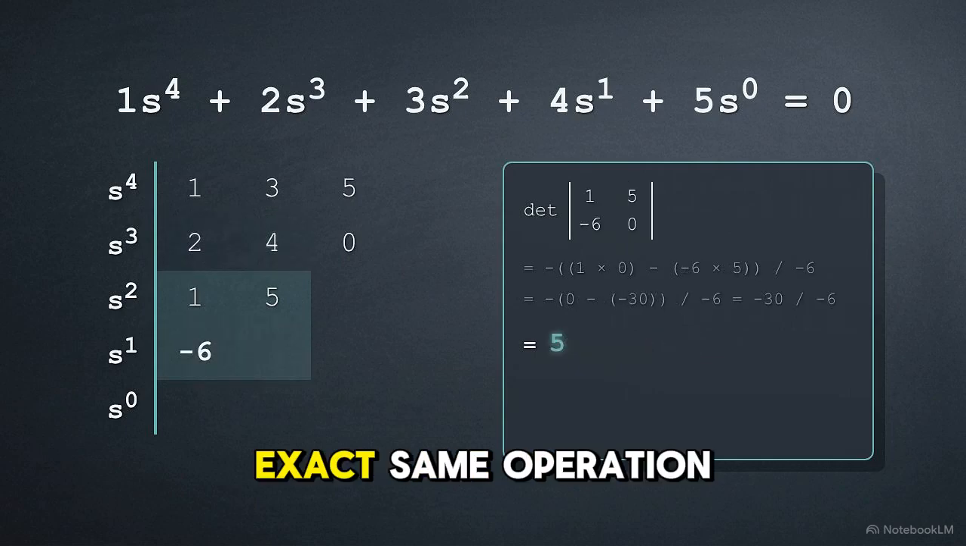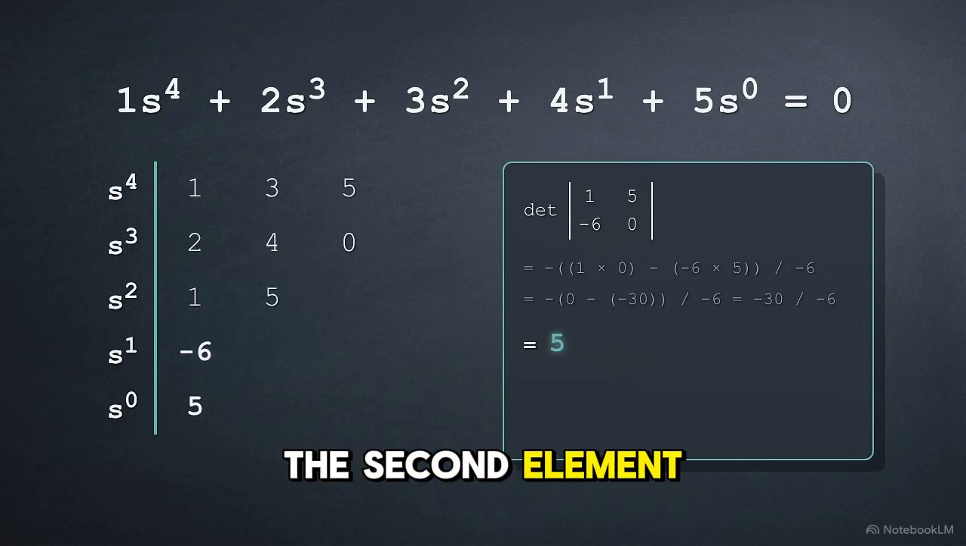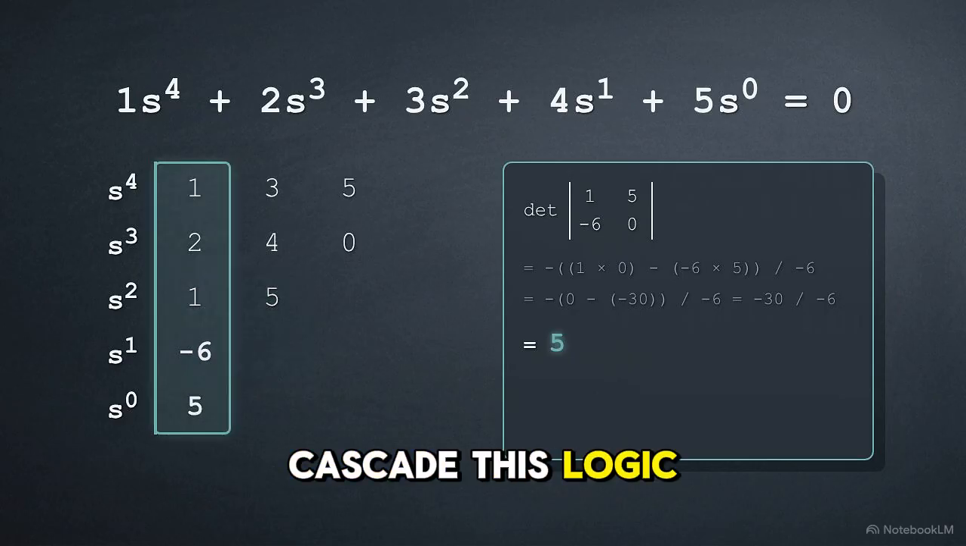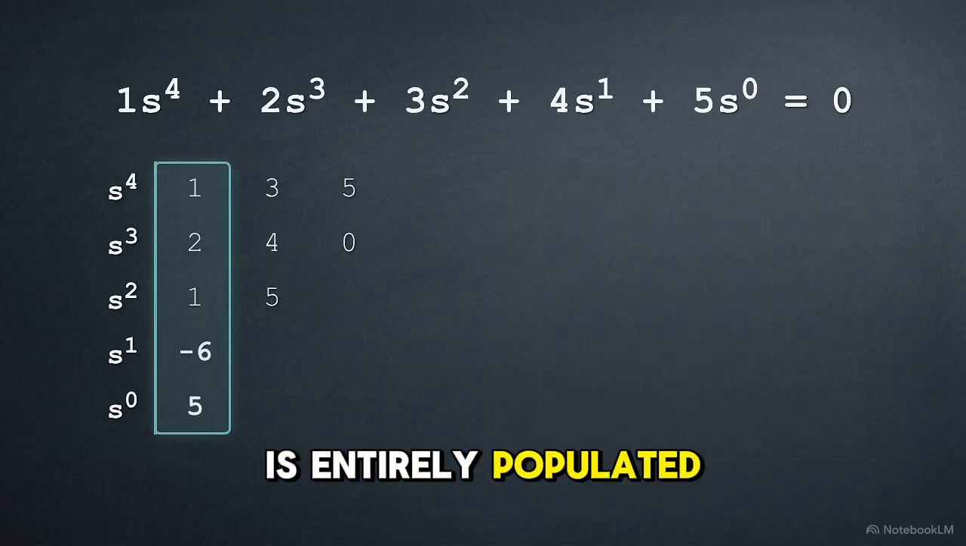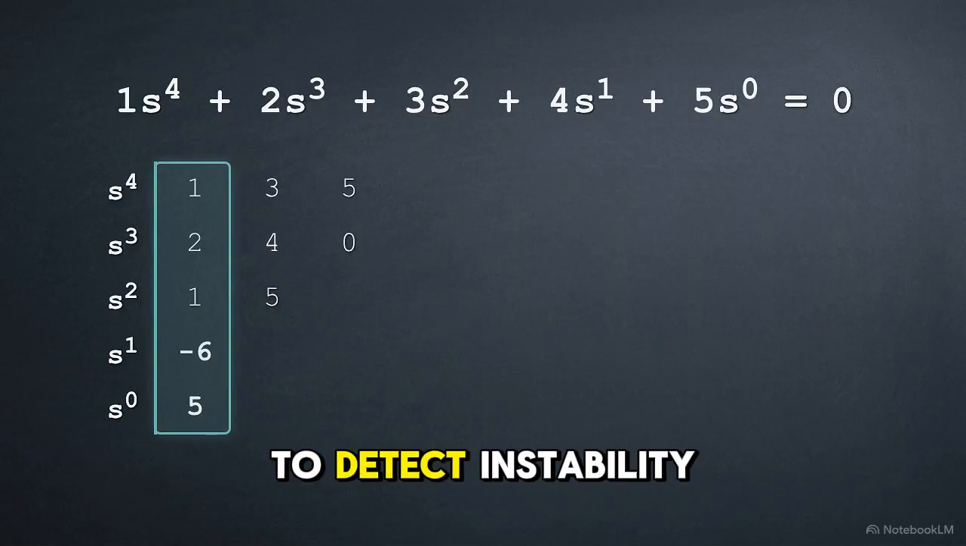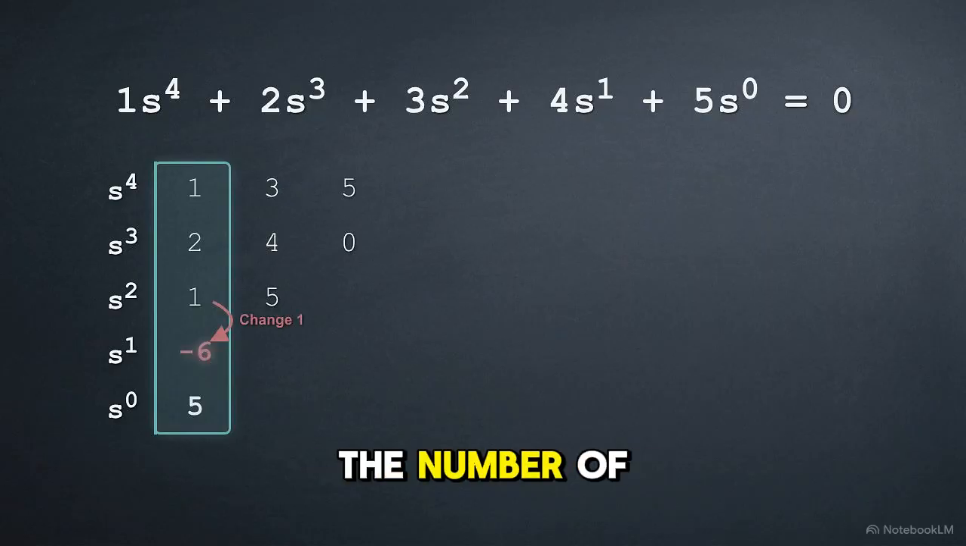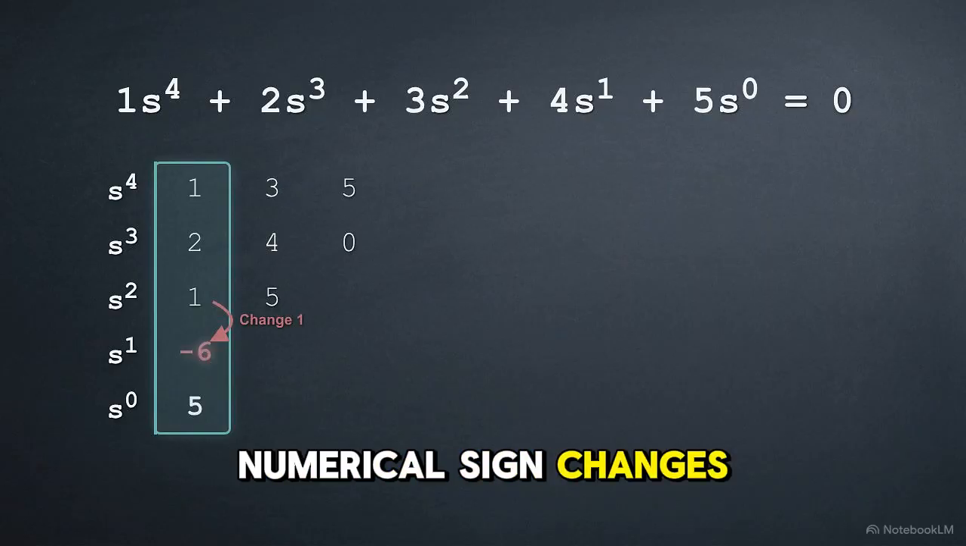We apply this exact same operation to calculate the second element in the row, and then we cascade this logic downward, generating the s^1 row and finally the s^0 row until the table is entirely populated. Now we apply the core Routh-Hurwitz rule. To detect instability, we isolate the very first column of the completed table and simply count the number of times the numerical sign changes.